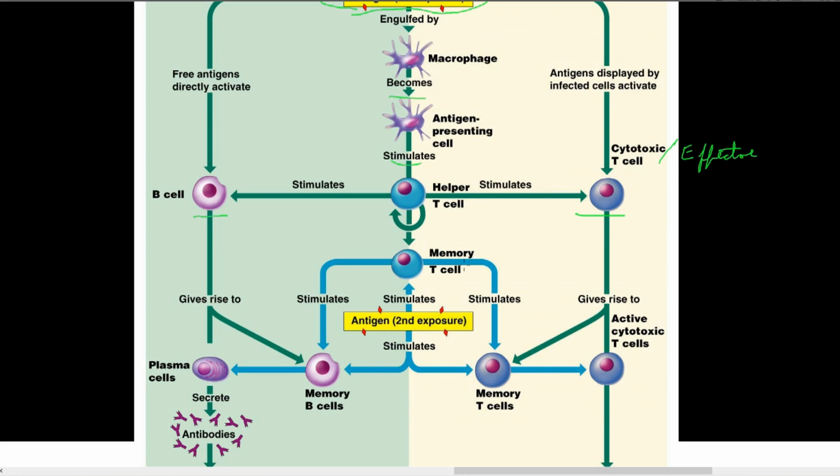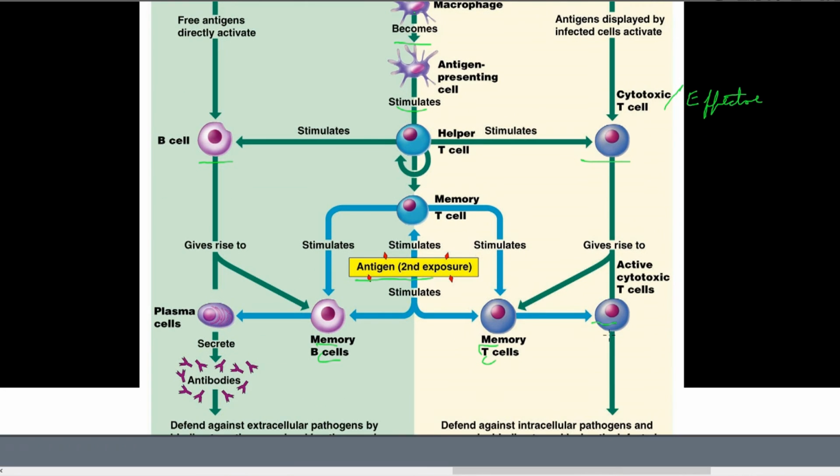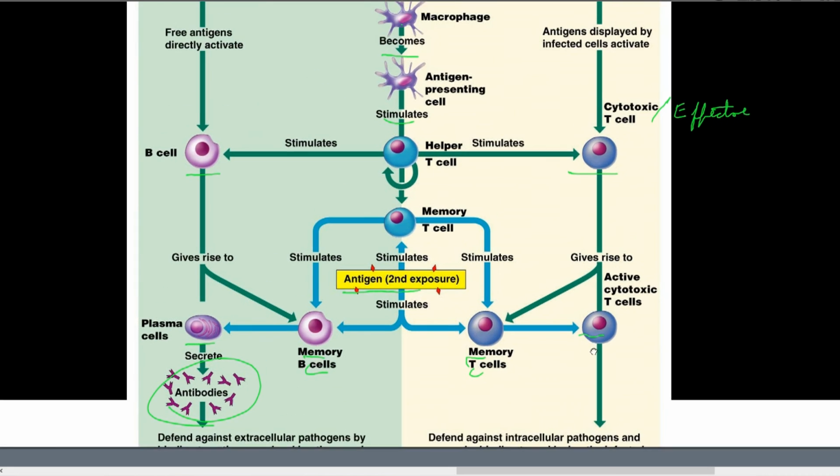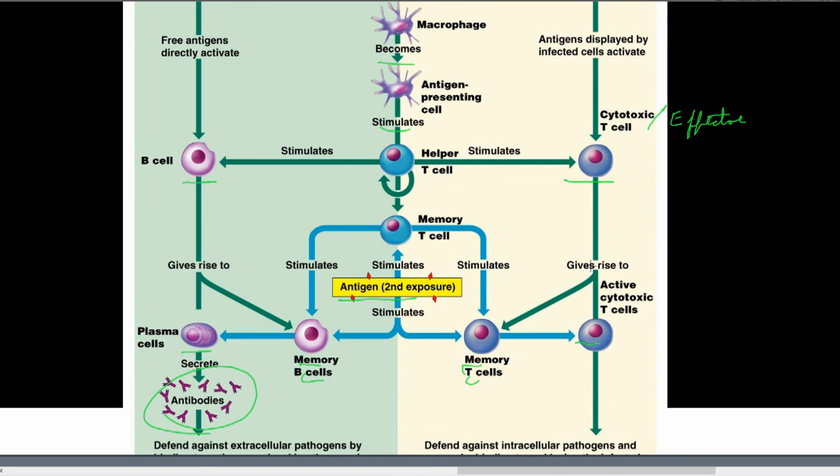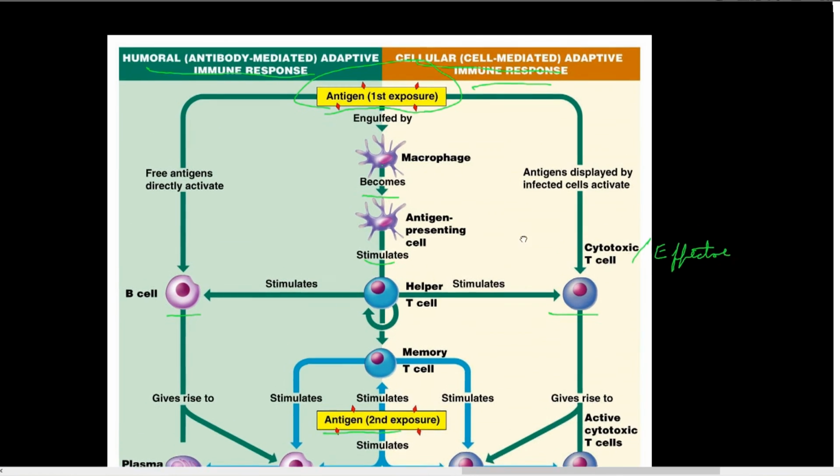Now let's look at the second exposure. Second exposure right there. We don't have to worry about any of this. This is going to stimulate the memory T cells and memory B cells. It's going to go straight to the cytotoxic T cells and plasma cells. It's going to secrete antibodies on this side. This is just going to kill it, and we're perfectly good to go. And it's going to defend against everything.